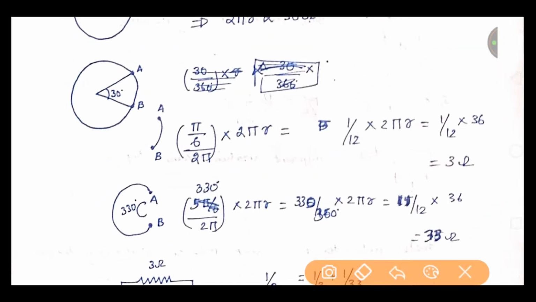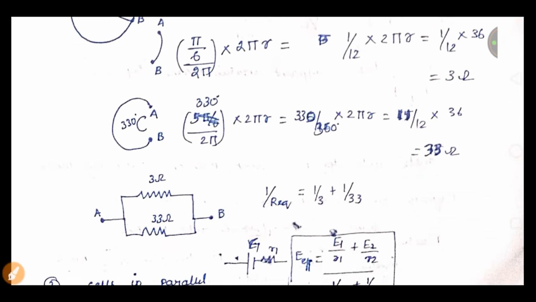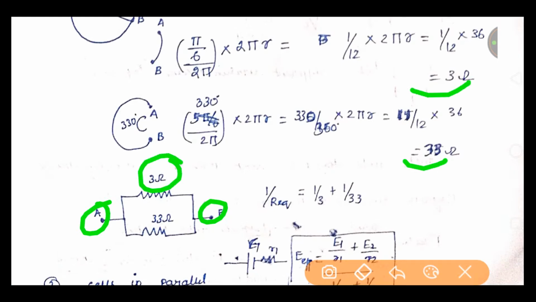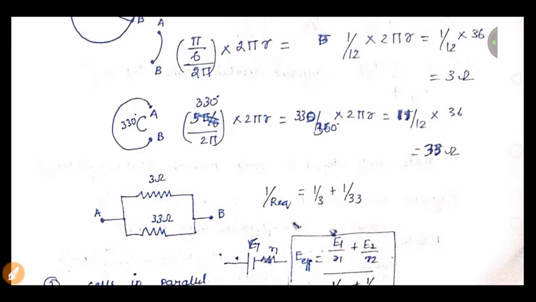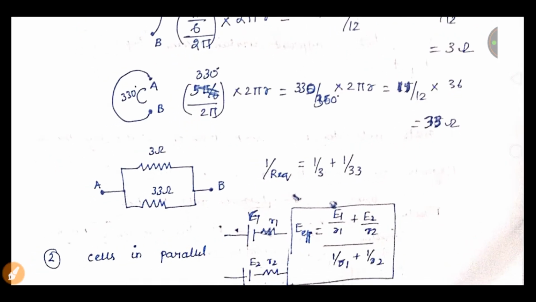Now you have to consider this as one part and this as one part, and I'm forming the circuit. So A point, B point, 3 ohm here and 33 ohm here. Both are in parallel because they have the common potential at points A and B. This part is having AB and this part is also having AB, so it is a parallel circuit. So 1 by R equivalent is equal to 1 by 3 plus 1 by 33.